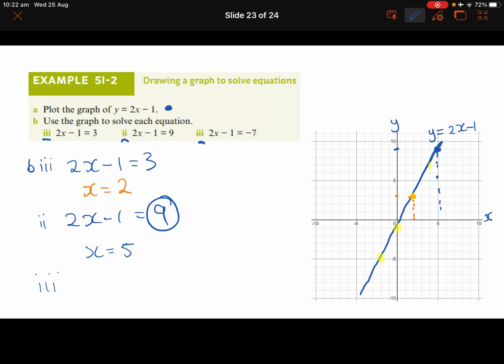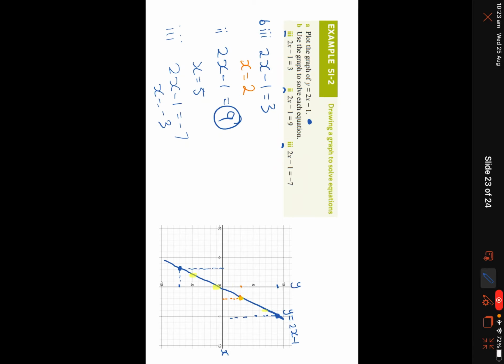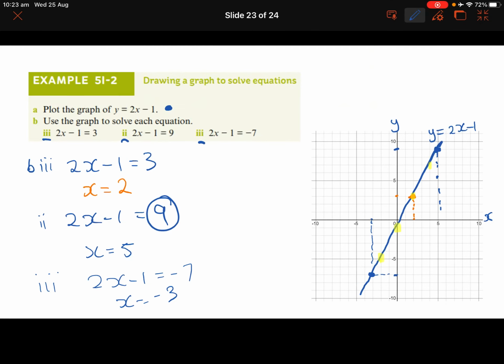Okay, and the last one, 2x minus 1 equals negative 7. Okay, so when y equals negative 7, so looking along our y-axis down to negative 7, which is here, moving along to our line, what is x here? It'd be negative 3. Now that's if I've ruled it properly, which is why it's really important for you guys to be ruling these correctly. Otherwise it can really throw it off. So graphically is good as long as you are very, very accurate.